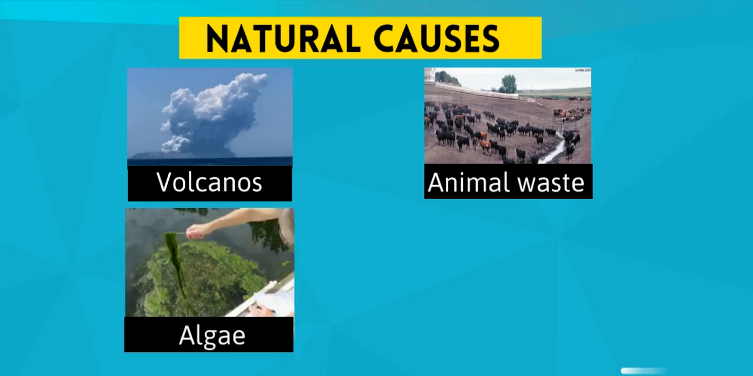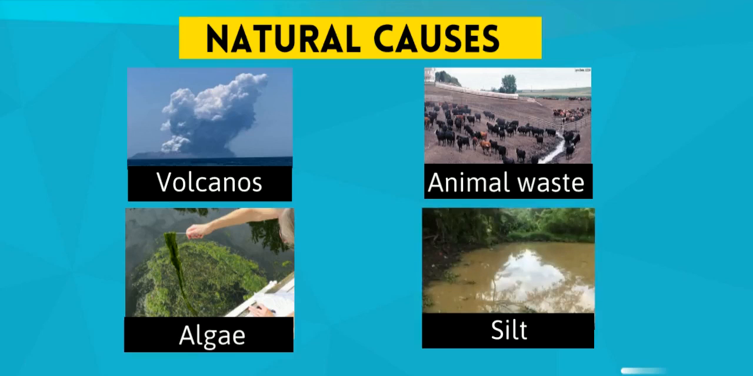Next we have algae. Algae causes water pollution too. It makes the water green and toxic for fish, animals, and humans too. Finally we have silt. Silt is another cause of water pollution. When there are floods, silt and clay get mixed with water and they contaminate it.